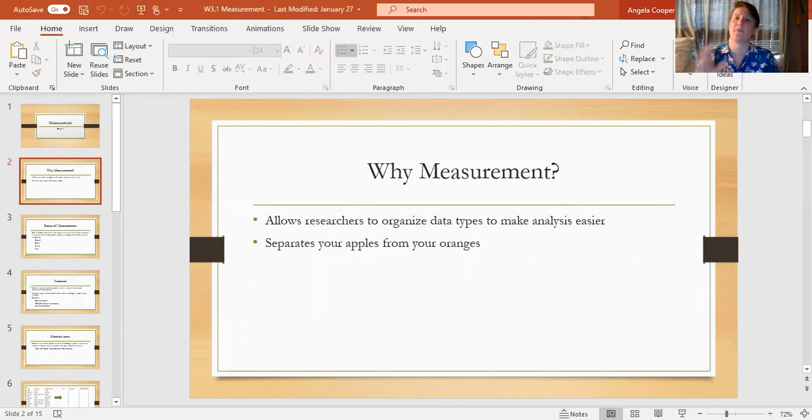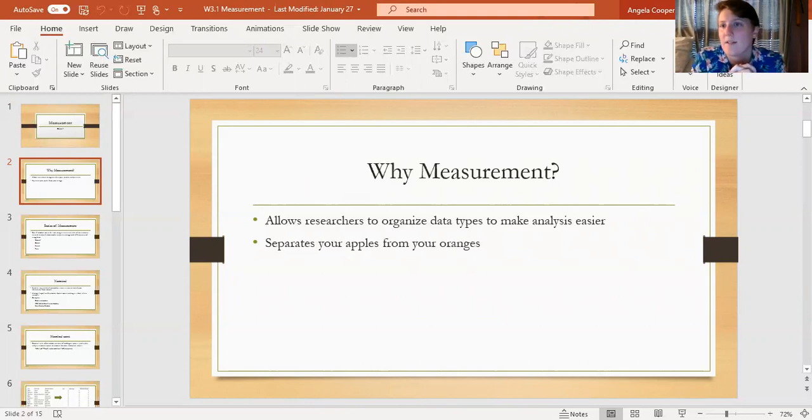So if we know what kind of variables we're working with, we know what kind of statistical tests we can use, because certain inferential tests that we have require the use of only these kinds of variables, or if you have one of each, it's going to be a different test than if you have two of the same kind. And we'll get more into that as we move forward in the semester. But for now, just know that it allows us to organize our data so we can make our analyses easier.